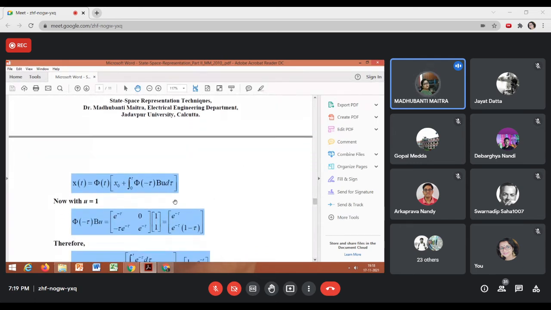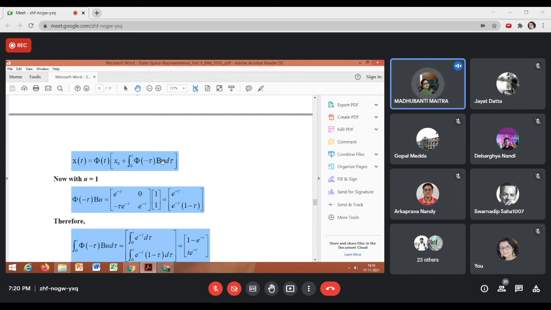So the solution, we know that x(t) is equal to, if we take phi t common, then within the bracket we'll get x0. Remember, the first term was phi t into x0, and the second term was plus the integration from 0 to t of phi(t minus tau). Now we have taken phi t common, so within the bracket we are getting x0 plus the integration from 0 to t of phi(minus tau) B u(tau) d tau. Since the variable is tau here, we have taken phi t out of this integration sign. So first let's evaluate this one.